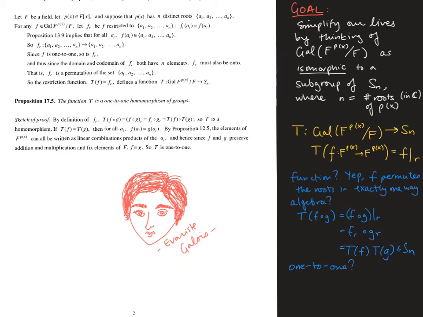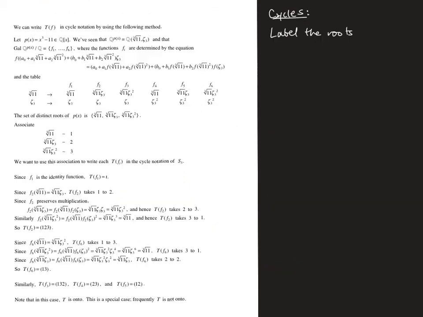The last thing to verify is that this is really one-to-one. But if t of f and t of g are the same thing, that means that f and g preserve the roots in exactly the same way, and so they determine the same automorphism in the Galois group from an earlier proposition back in chapter 12. So we do have a one-to-one group homomorphism from T, from the Galois group to the symmetric group.